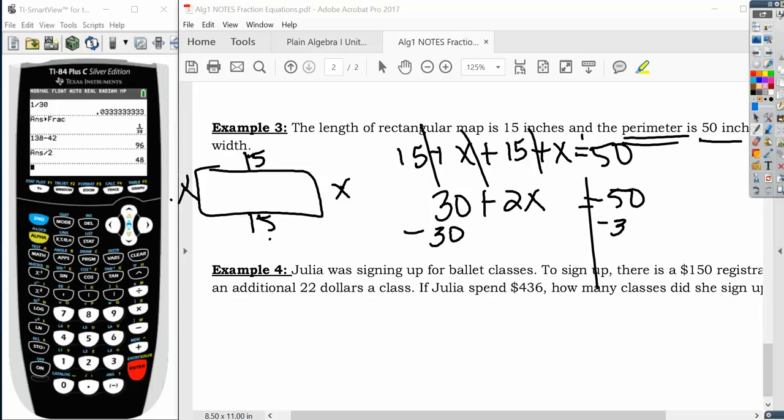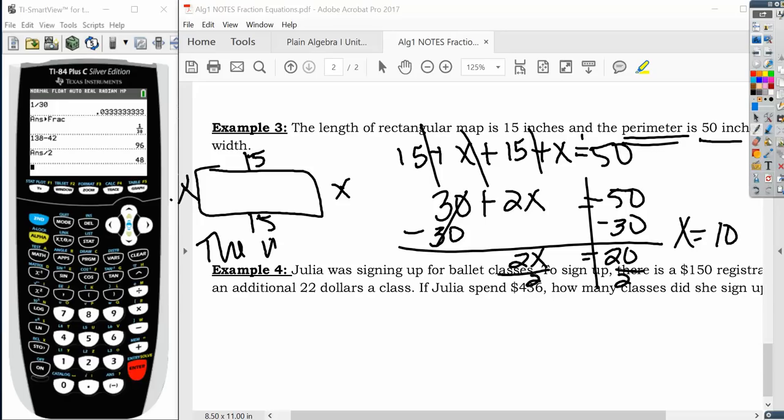Subtract 30 on both sides. I get 2x equals 20. Divide by 2. So x equals 10. So that means the width is 10 inches.